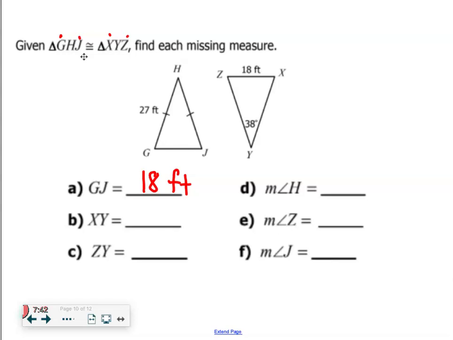Okay, what does XY match? 27. Yep, HU, so 27. And what do these tick marks mean? They're the same, so then I would know that ZY is also 27.